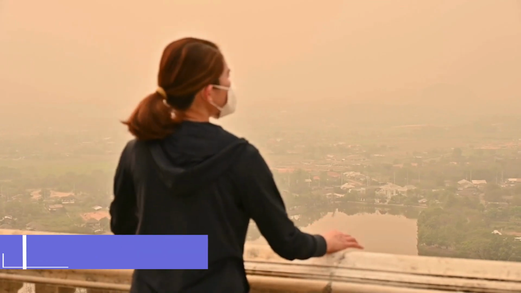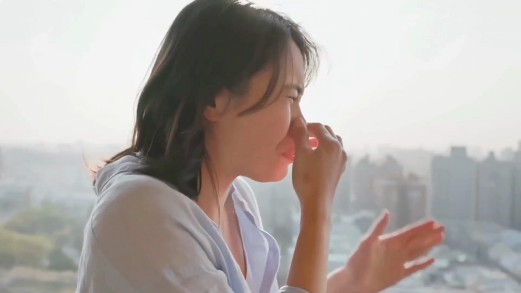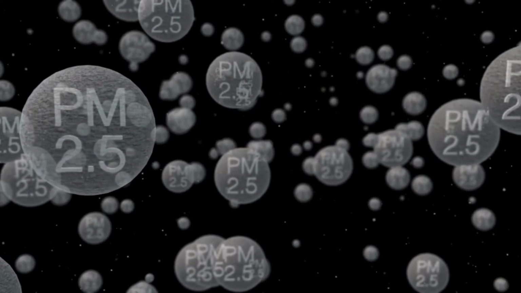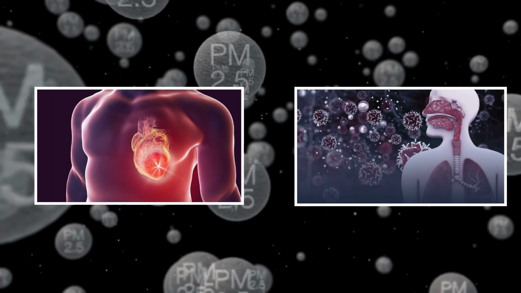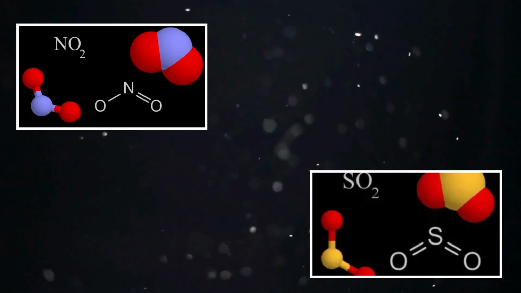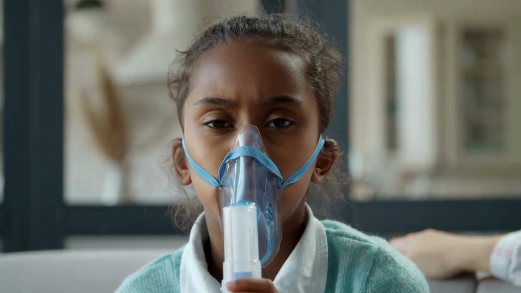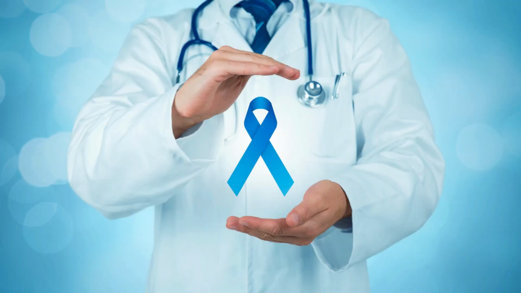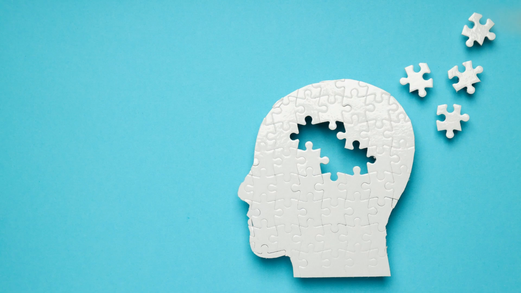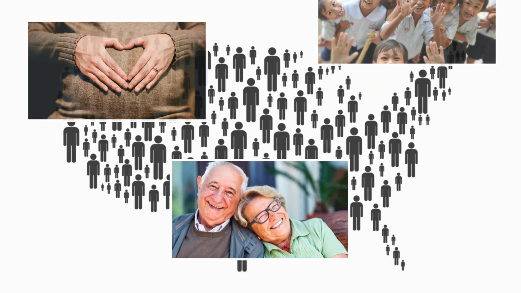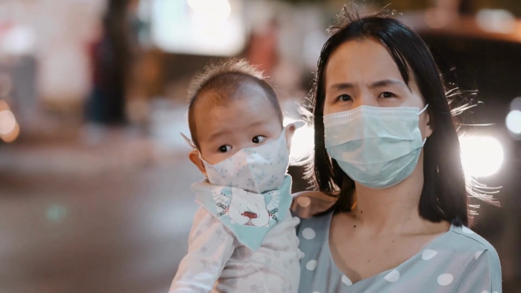How air pollution affects human health. The health effects of air pollution are profound and far-reaching. Exposure to fine particulate matter, PM 2.5, has been linked to respiratory and cardiovascular diseases, as well as premature death. Pollutants like nitrogen oxides and sulfur dioxide can exacerbate asthma and other chronic conditions. Long-term exposure has been associated with increased risks of cancer, diabetes, and neurological disorders such as dementia. Vulnerable populations, including children, pregnant women, and the elderly, face heightened risks as their bodies are less capable of coping with the stress induced by polluted air.